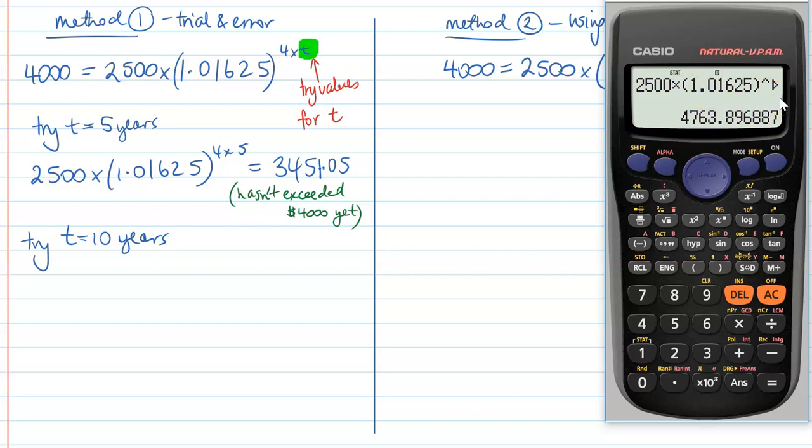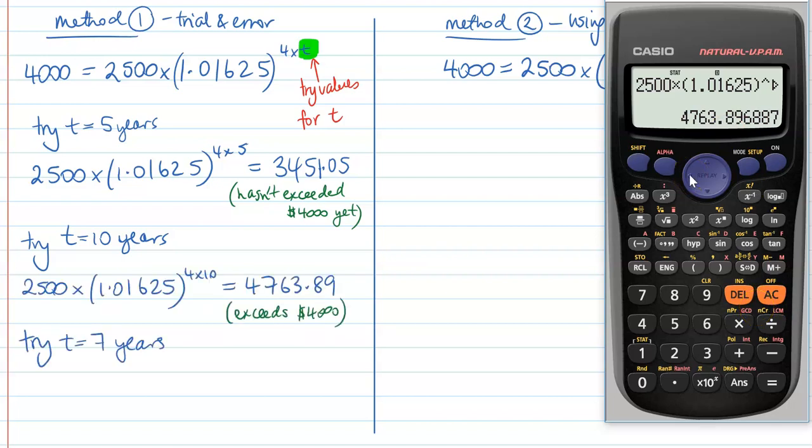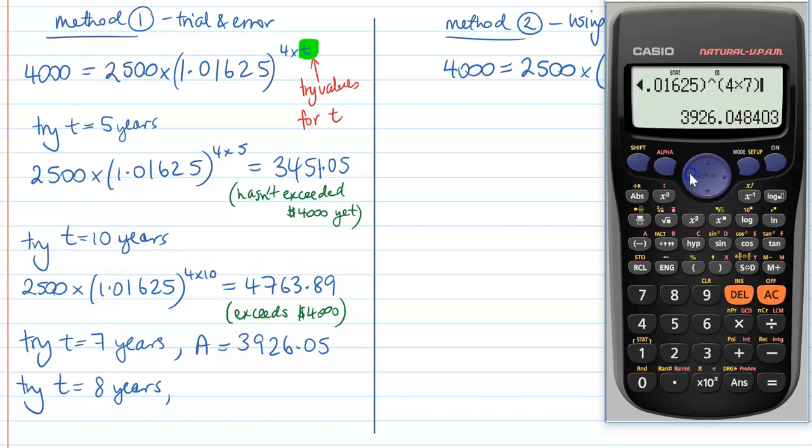So it looks like we need to step it back a bit to check between which year did it exceed $4,000. Okay, so I'm going to step it back to 7 years. Let's check that. So it still hadn't exceeded in 7 years. I'm going to try 8 years. So I'm refining it. Somewhere during that 8th year, it's passed over that $4,000.